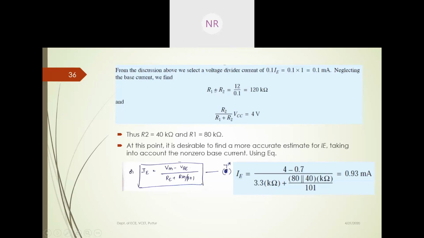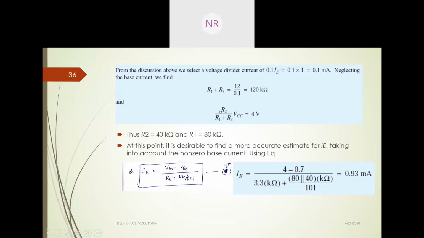But I want R1 separately and R2 separately. For that, you can make use of the voltage divider rule. The voltage across the R2 resistor, VCC into R2 divided by R1 plus R2, is nothing but VB, the base voltage. The base voltage we have calculated is 4 volt. Then you substitute VCC as 12 and R1 plus R2 as 120.